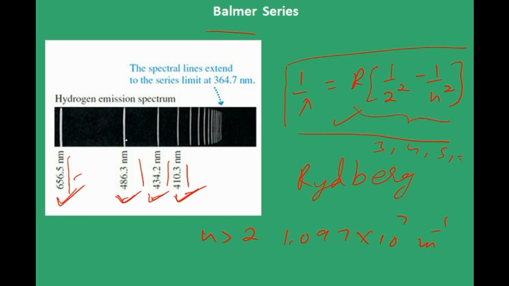Now put n is equal to 3. You are going to get this line 656.5, that is the longest wavelength that corresponds to this Balmer series. This line will be red, and put n is equal to 4, you're going to get this line which is blue green, I guess, and put n is equal to 5, you're going to get this line, and so on. When you put n is equal to infinity, what are you going to get? You're going to get this number, which is the limiting value.